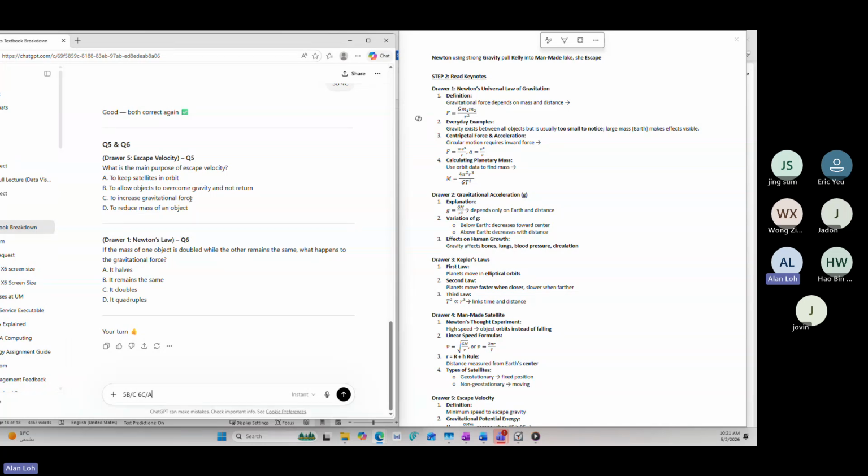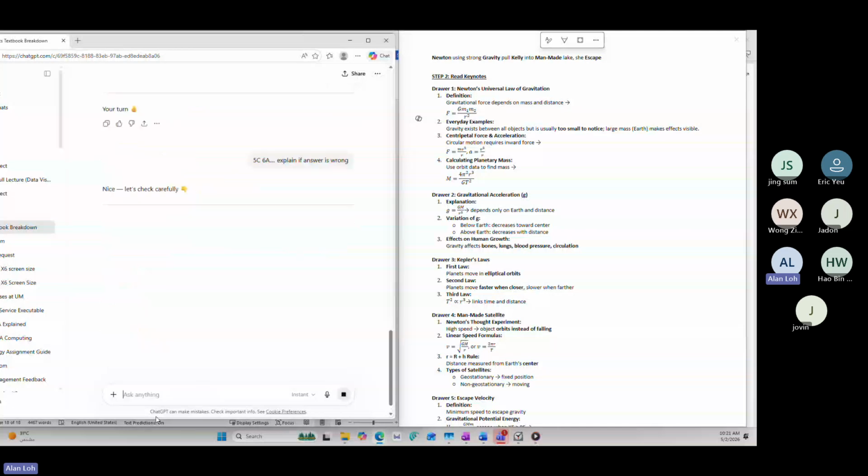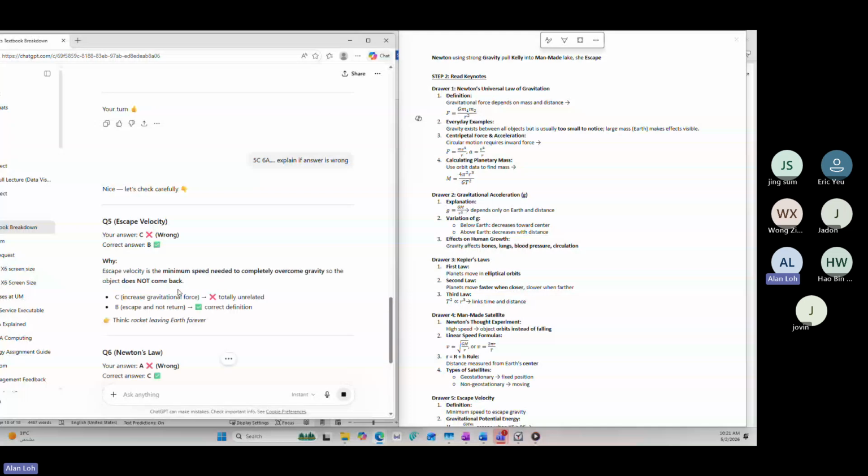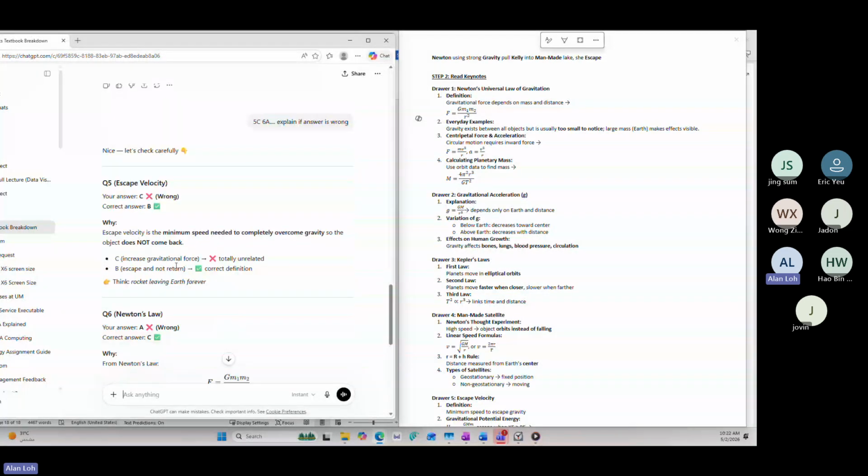Okay, let's do the one that I think is wrong, because I'm also learning together with you. Explain if the answer is wrong. I think C and A are wrong. Both are wrong, so why is it wrong? For the one who answered C, who is it? Eric. Okay, this is the answer.